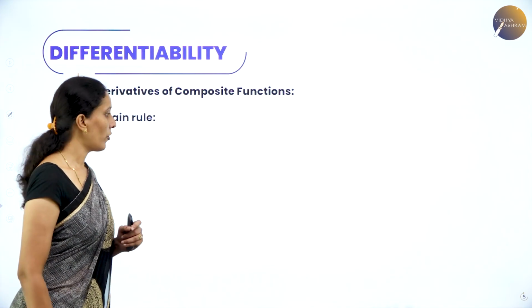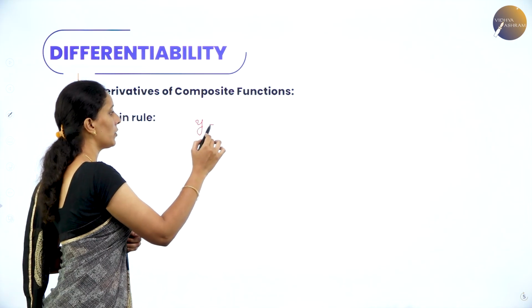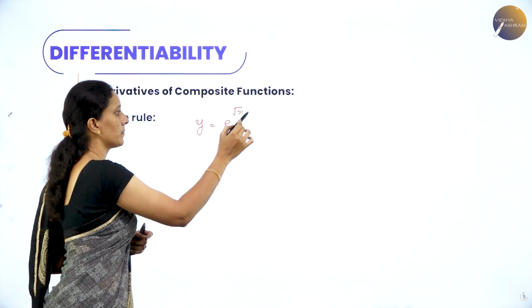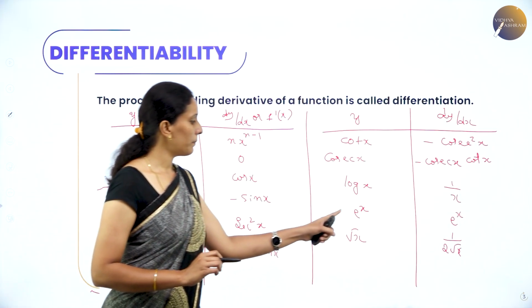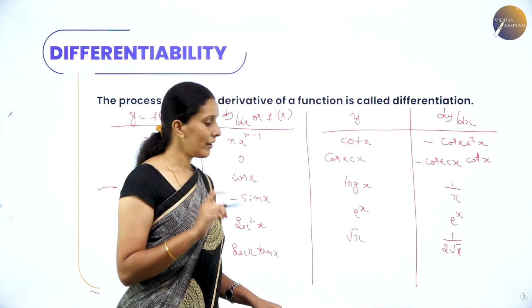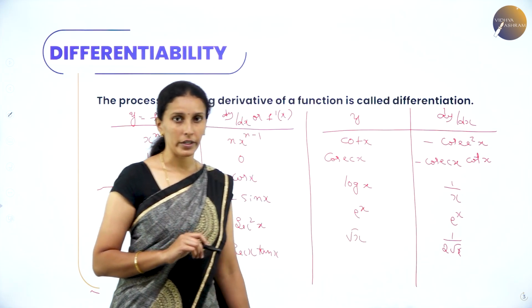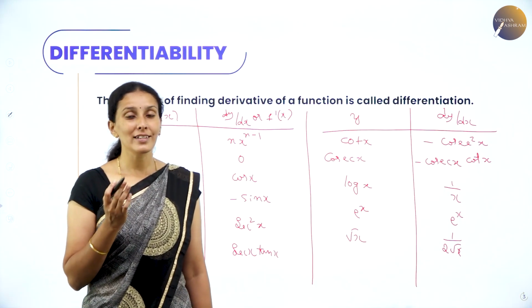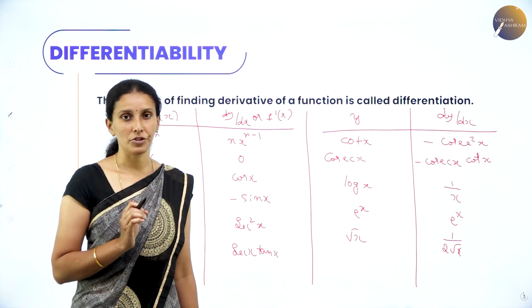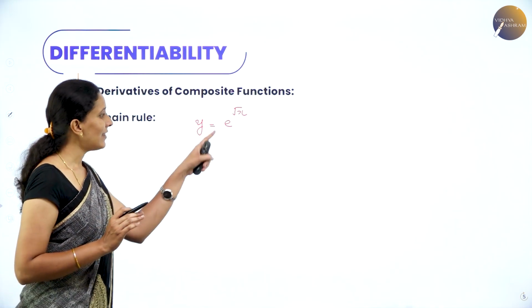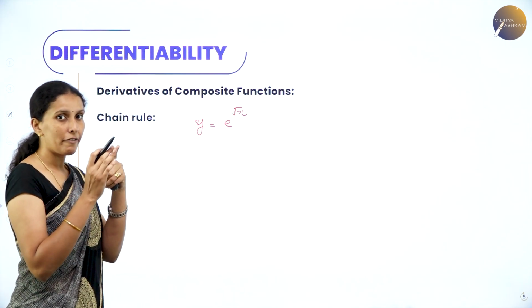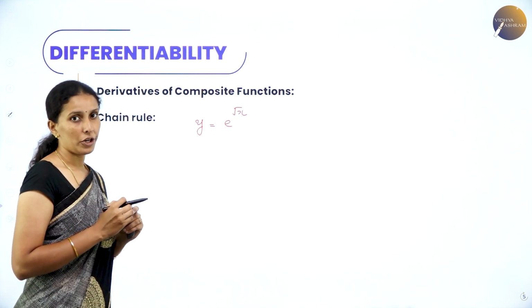Now let me take one more example. y is equal to e power root x. We know that the derivative of e power x is e power x only, and the derivative of root x is 1 by 2 root x. So e power root x is nothing but a composite function. First let me derive the exponential function, and then the other function.